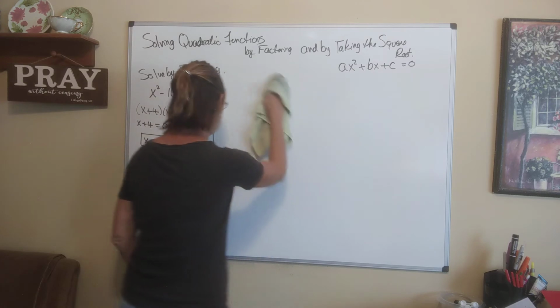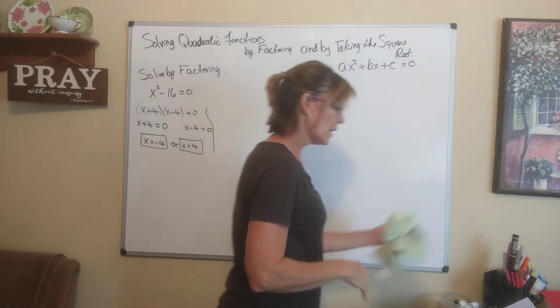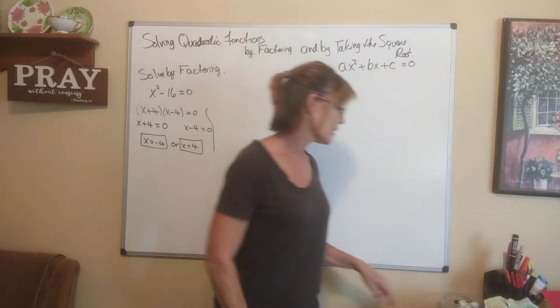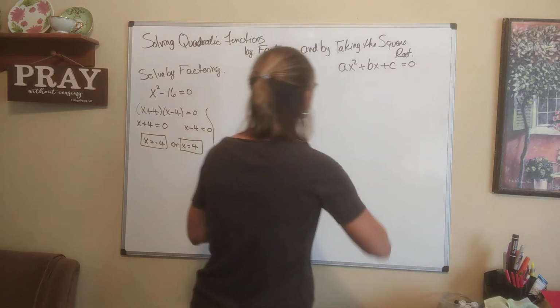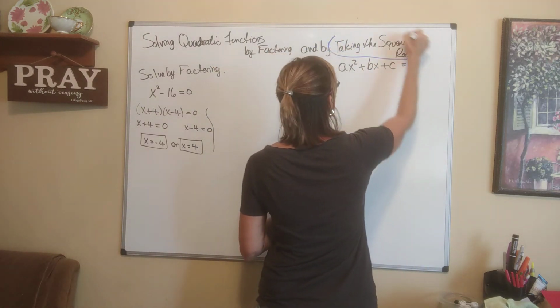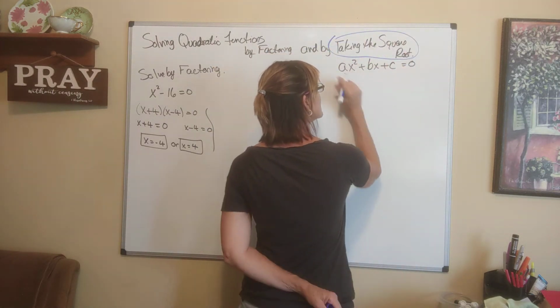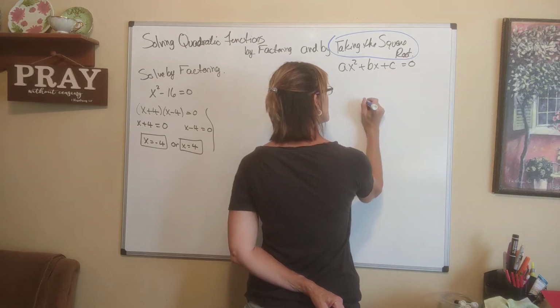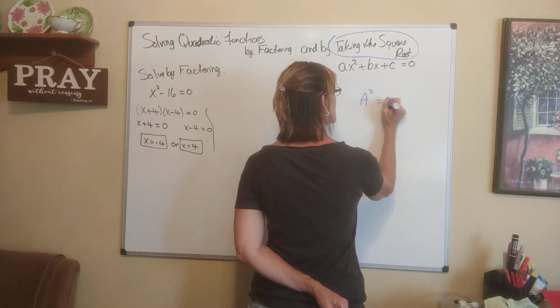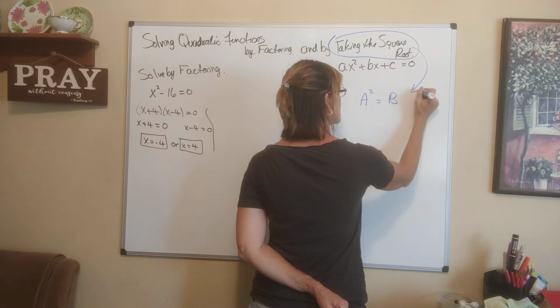When can you use the method of taking the square root? When it comes to you in a certain way. So this is how you solve by taking the square root. This is the second method, by taking the square root. That is if you can work this into the form something squared equals something. That's when we can use this method.